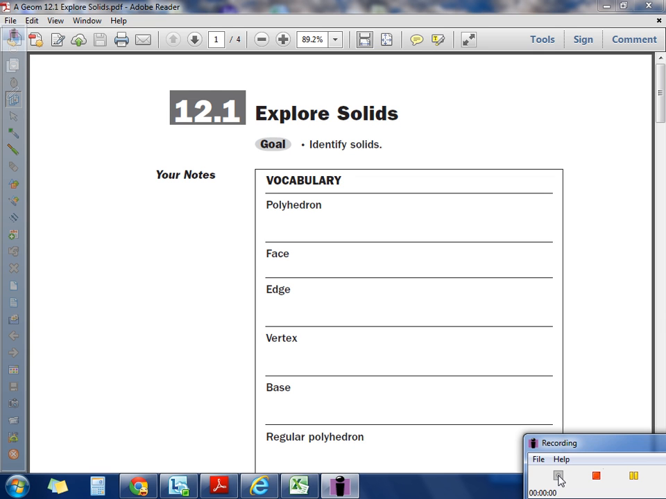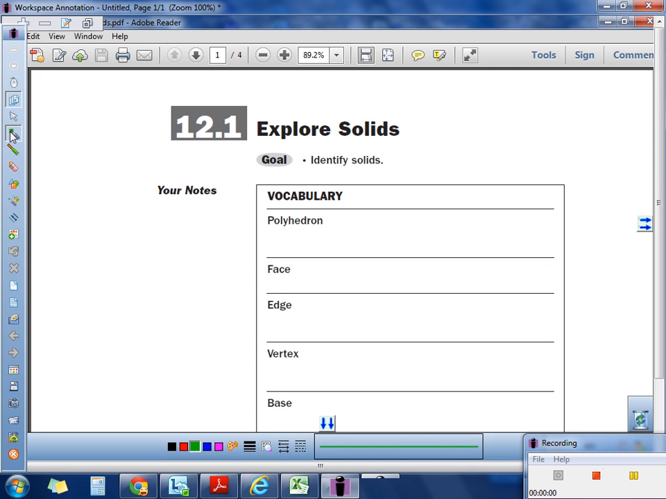All right, today's lesson is about exploring solids. So first thing you got to know is what's a solid? Does anybody know that? Basically, I'll just dumb it down. It's basically a 3D shape.